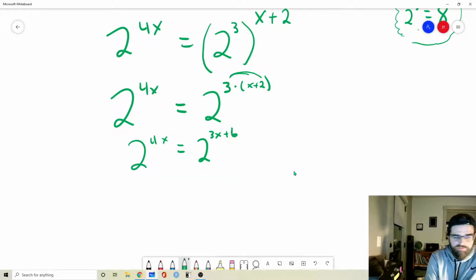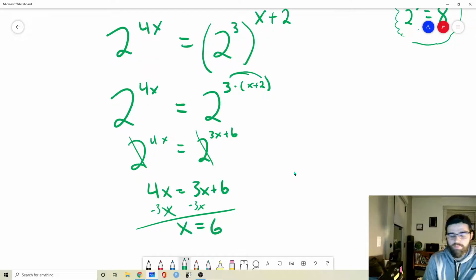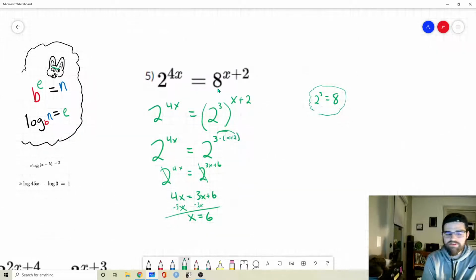All right, now let me zoom in here a little bit. Just like we had before, we have base 2 on both sides, so we can cancel our bases. We got 4x equals 3x plus 6. Subtract our 3x here, we get x equals 6.